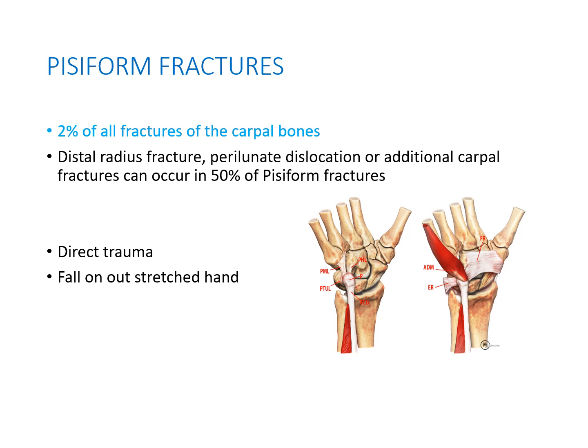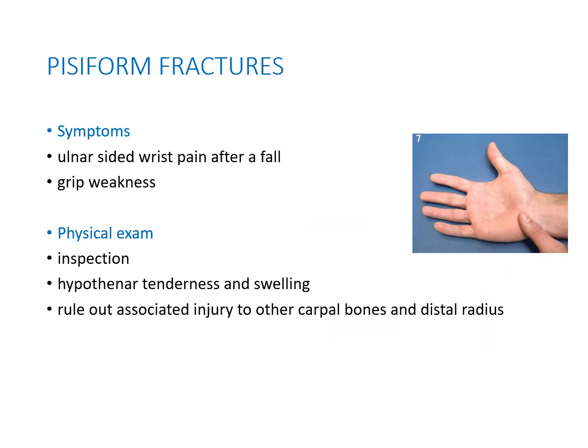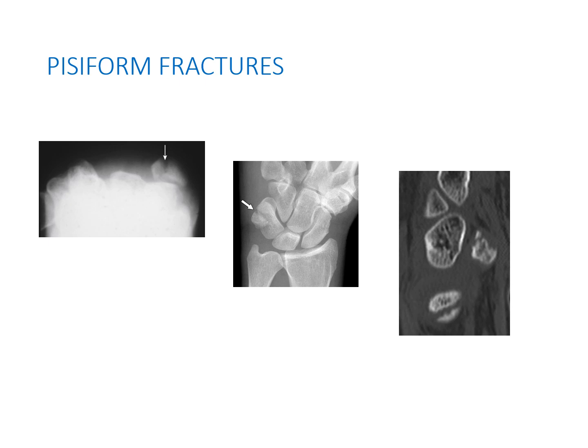The pisiform is a sesamoid bone of the flexor carpi ulnaris tendon, and fracture can happen with direct trauma or a fall on an outstretched hand. The patient may complain of ulnar side wrist pain or grip weakness, and we can look for tenderness at the base of the hypothenar eminence. Standard PA or carpal tunnel X-ray views can show pisiform fractures, and if there is suspicion, we can go for a CT scan.